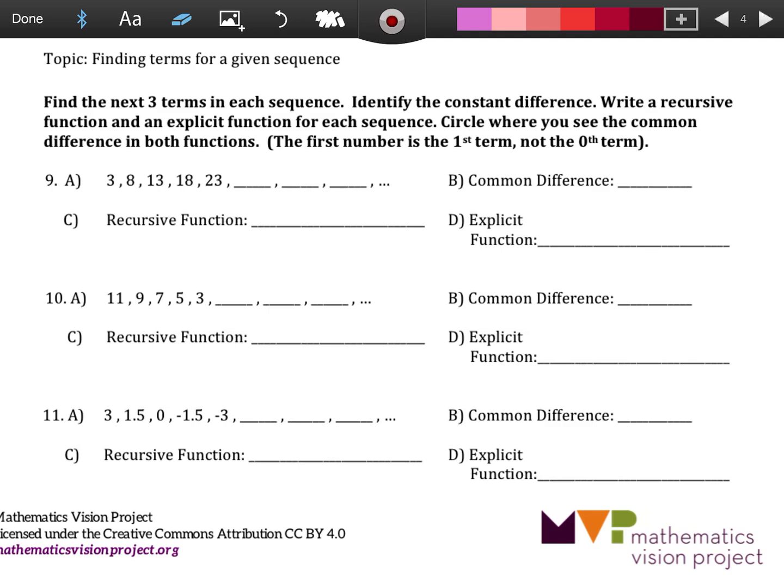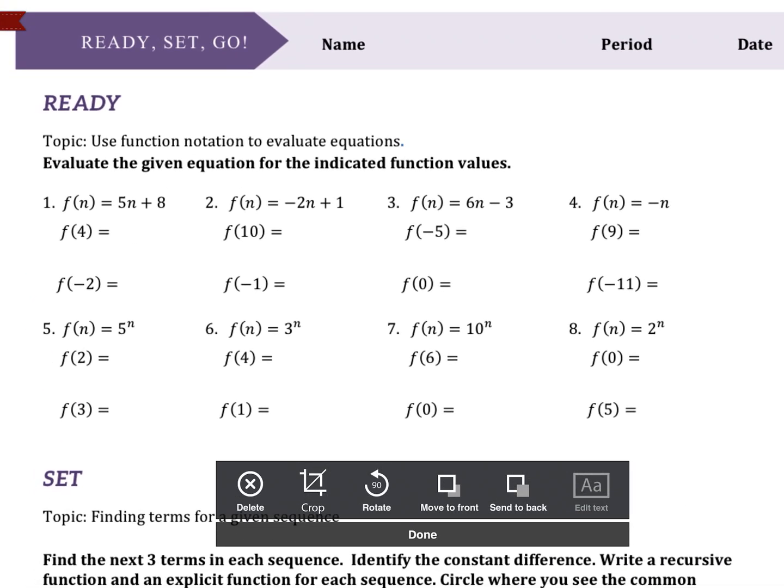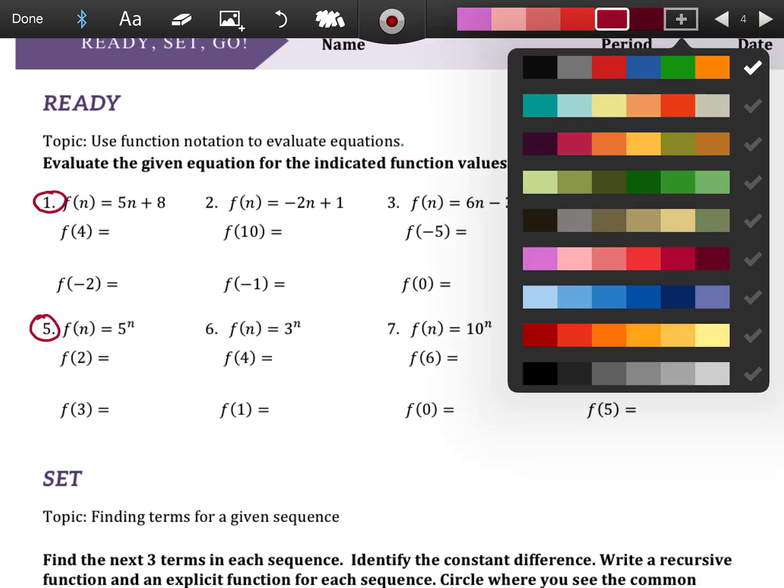Let's see what's going on here. For the ready, we're being asked to evaluate the given equation for the indicated function values. We've already done something like this in 1.4, dealing with Scott's push-ups, where we had that table and we had to evaluate at select values as time went on. So we're kind of doing the same thing here, but each of these has select values and select equations that we have to give respect to. So I'm definitely going to talk about problem 1. I'll definitely talk about problem 4. And definitely problem 5 to help you get started.